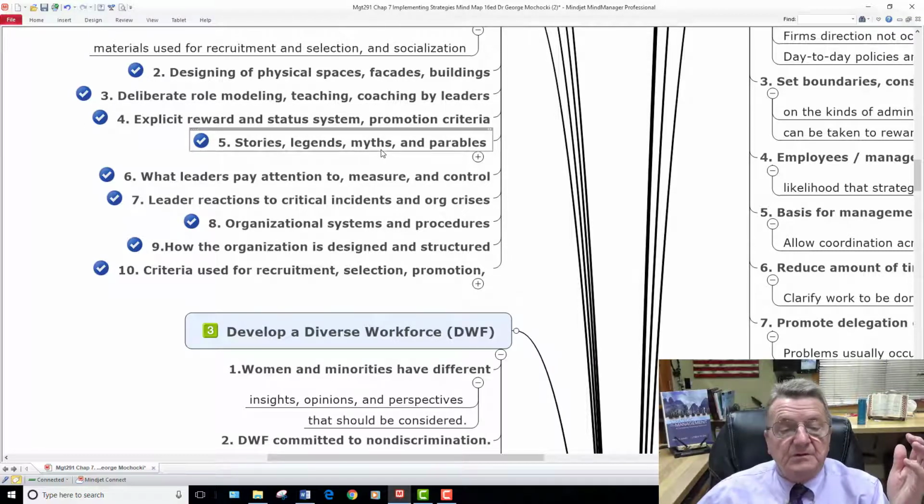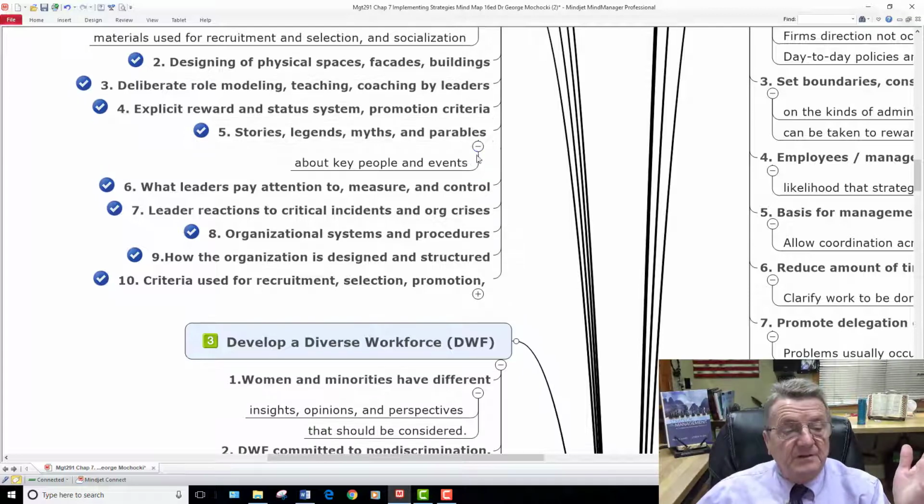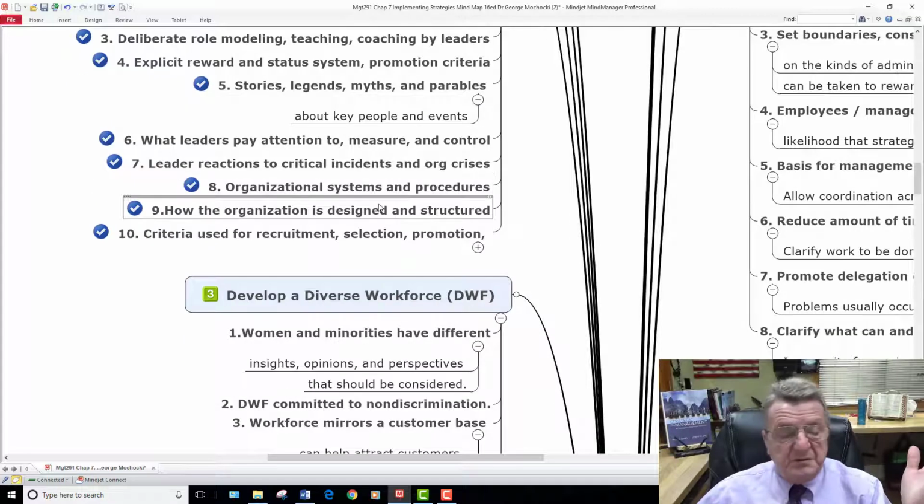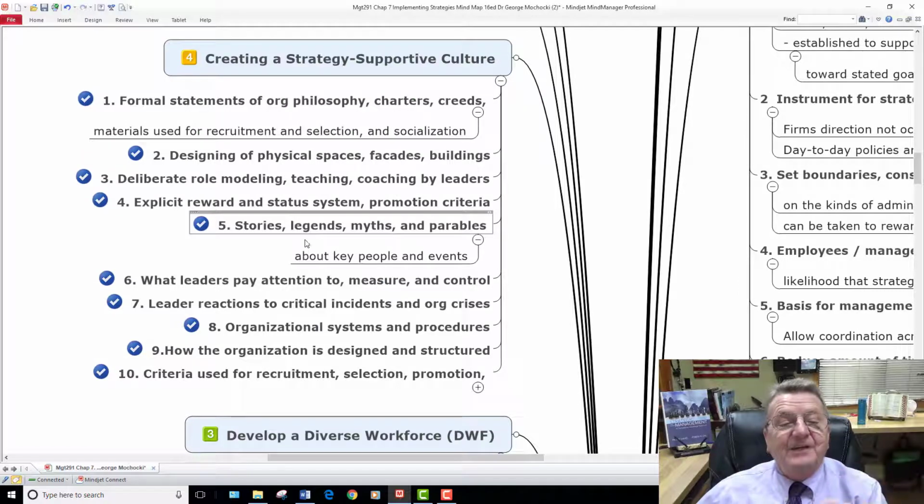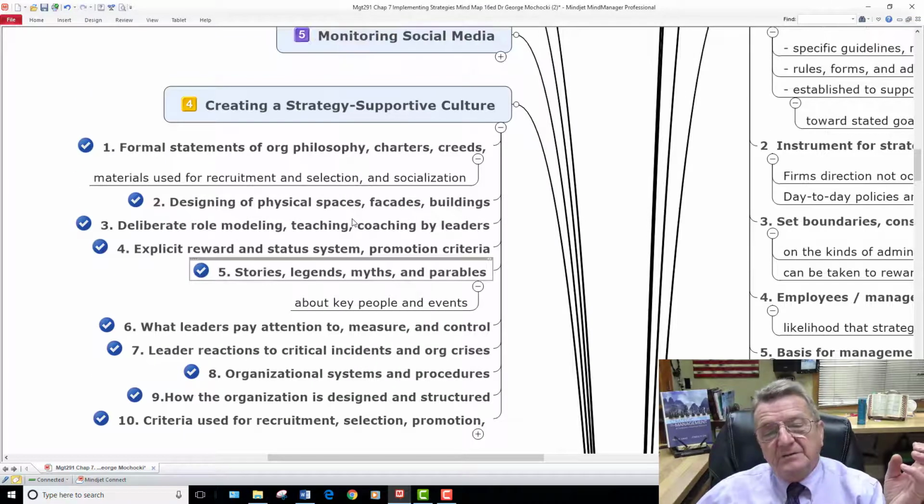Stories and legends and myths and parables about your organization, about key people and events. What leaders pay attention to, measure and control. Leader reaction to critical incidents. Organizational systems and procedures. How the organization is designed and structured. All this is important. These are actually the list that's at the end. This is how you create that supportive culture. It builds up on one.